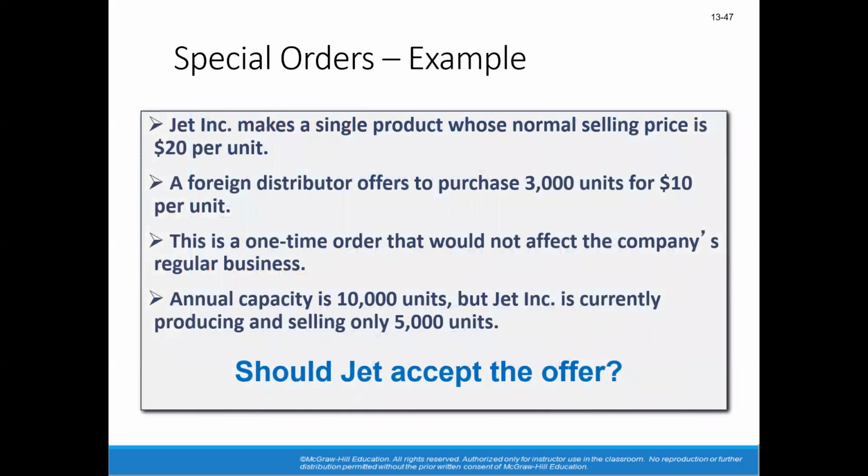Here we have Jet, which makes a single product whose normal selling price is $20 per unit. A foreign distributor offers to purchase 3,000 units for $10 per unit. This is a one-time order that would not affect the company's regular business. Annual capacity is 10,000 units, but Jet Inc. is currently producing and selling only 5,000 units. Should Jet accept the offer?